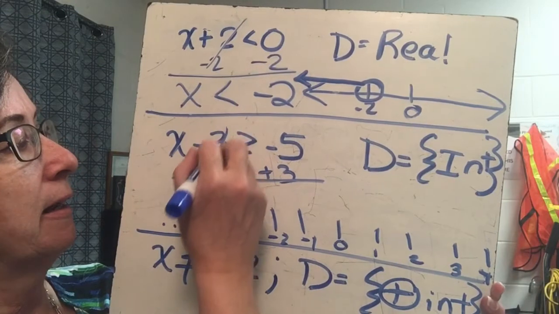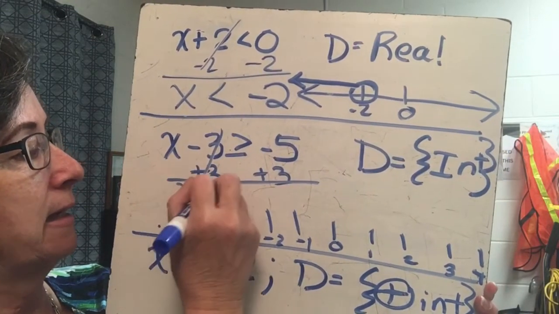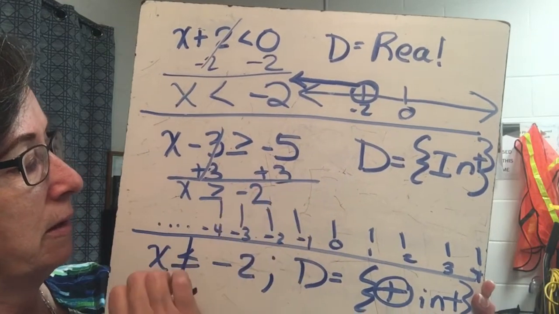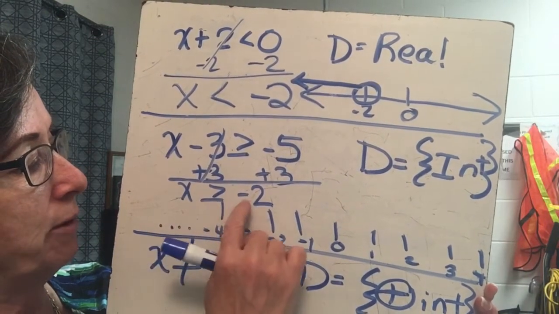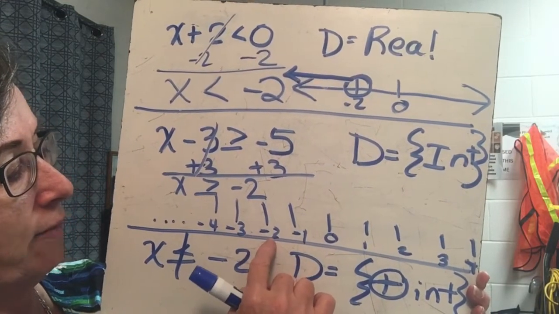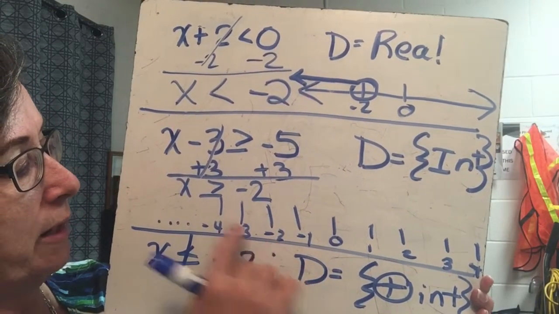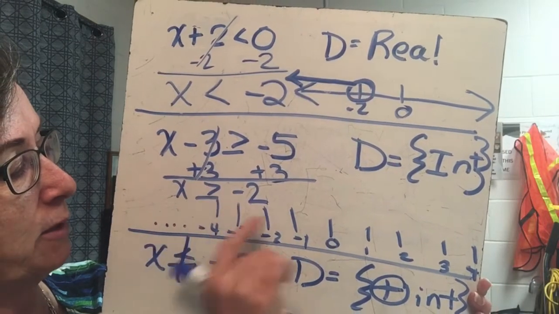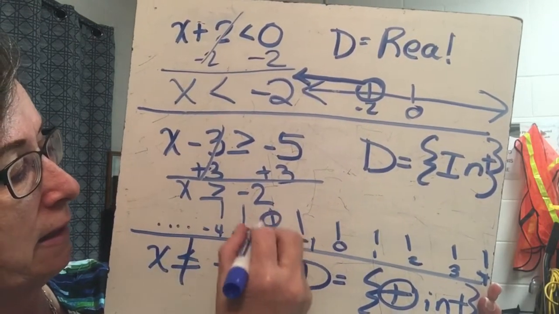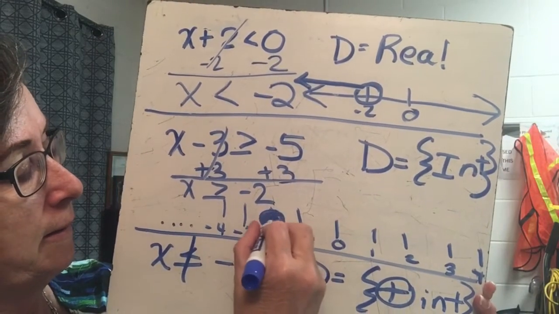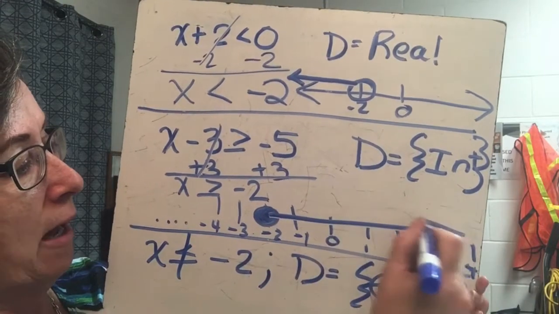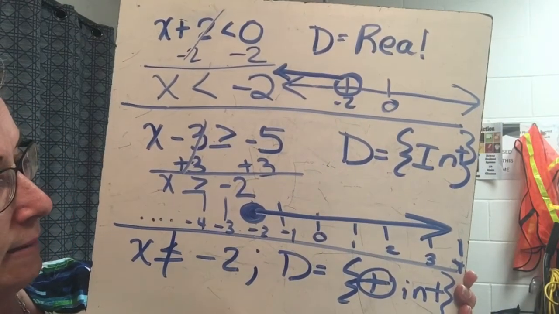We're going to cancel that and get x greater than or equal to -2. Okay, if x is greater than or equal to -2, then here's -2. And we're going to see the arrowheads moving to the right, and we've got an equal sign. So we're going to make a closed circle showing that the -2 is part of the solution, and we're going to go off to the right.